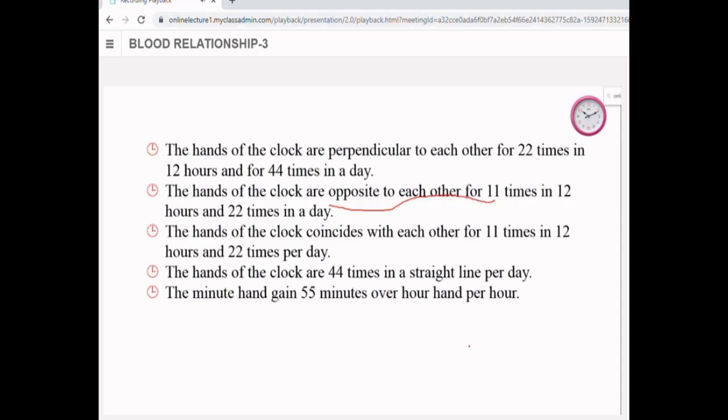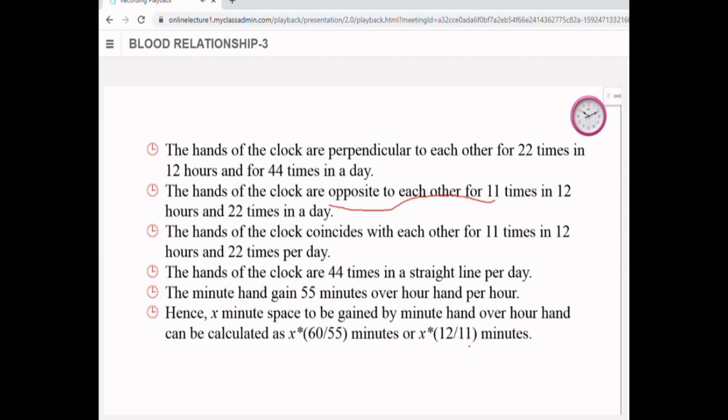We'll do calculation. Calculation will come. These are the theory points you remember. Once it comes to calculation, calculation will become easy because we have derived formulas. Hence, the last point, this is important, this you will remember. The x minute space gained by the minute hand over the hour hand can be calculated as x, the minutes, into 60 upon 55 minutes, or x into 12 upon 11 minutes.